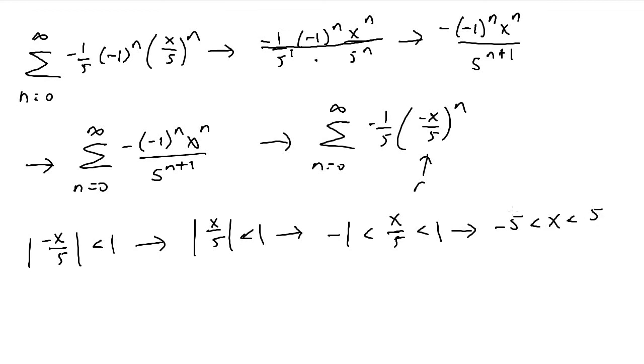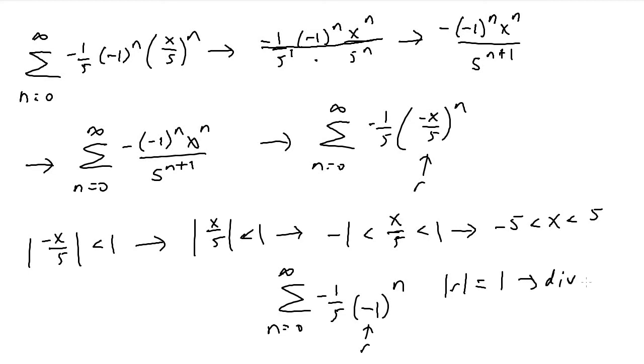And so in order to test those endpoints, we can plug it in for x. So let's say I plug in 5 for x. If I plug in 5, we'll get negative 5 over 5, which is negative 1 to the n. So we get negative 1 over 5 times negative 1 to the n, the series. And so if our r value is negative 1, the absolute value of r is equal to 1. And 1 is not less than 1, which means the series will diverge.